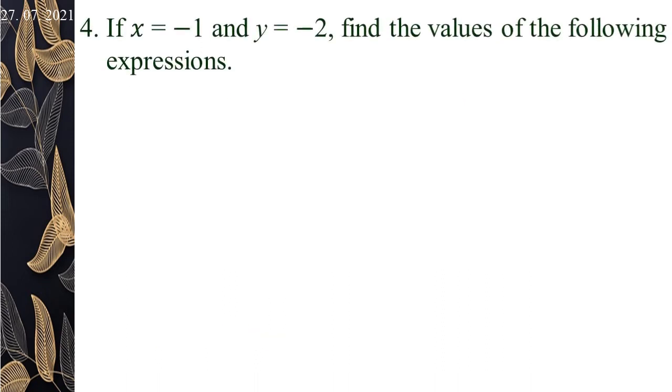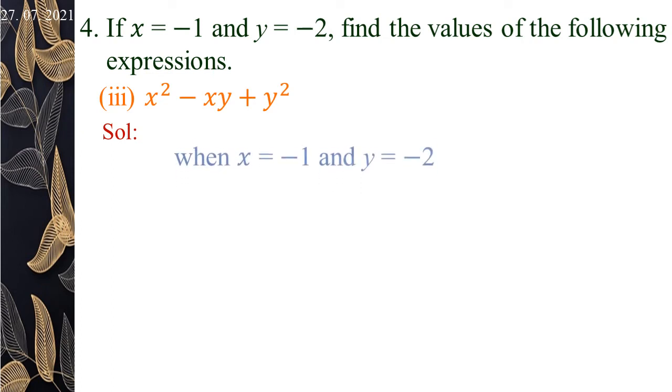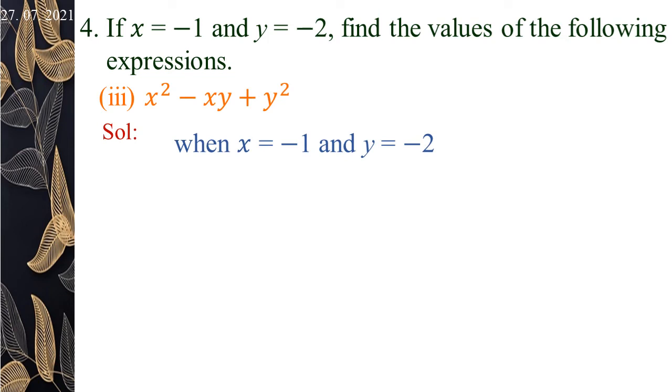Let's see fourth one. If x equal to minus 1 and y equal to minus 2, find the values of the following expression. Third one, the expression becomes x square minus xy plus y square. Let us find the solution. Here two variable values are given, that means x and y values. When x equal to minus 1 and y equal to minus 2, let's take the expression x square minus xy plus y square.